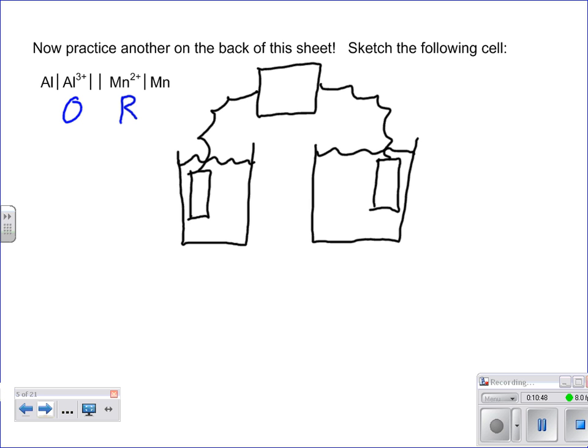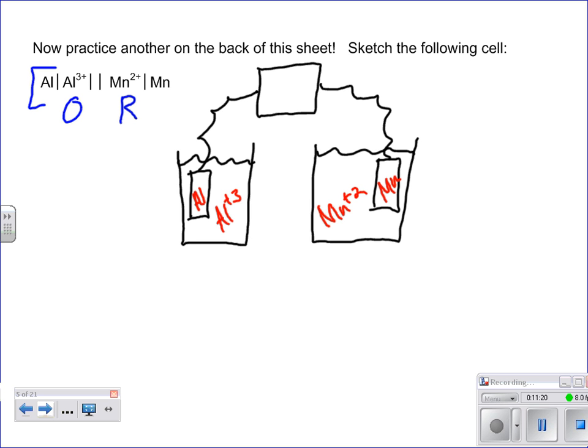So now if we were to label these, I'm just going to arbitrarily call this one aluminum and this one manganese. And that means I've got aluminum ions in here and manganese 2 ions in here. So now, probably the best thing to do would be to go ahead and do our half reactions and figure out our voltage.